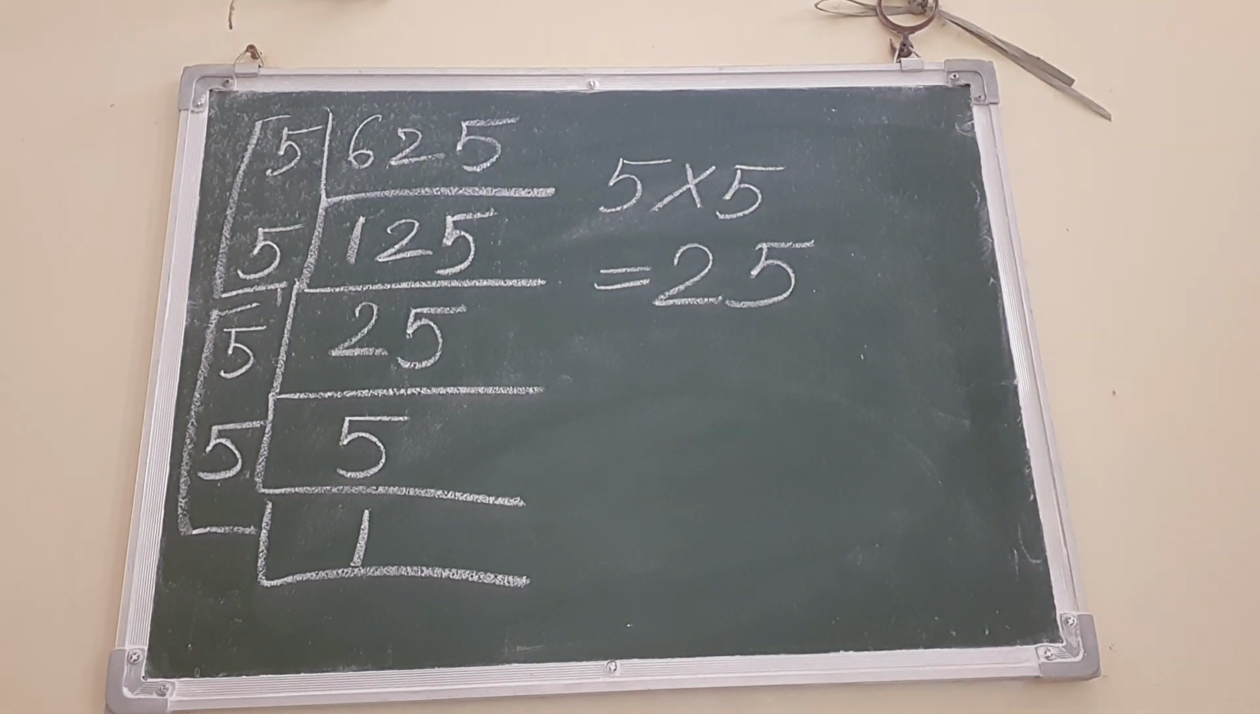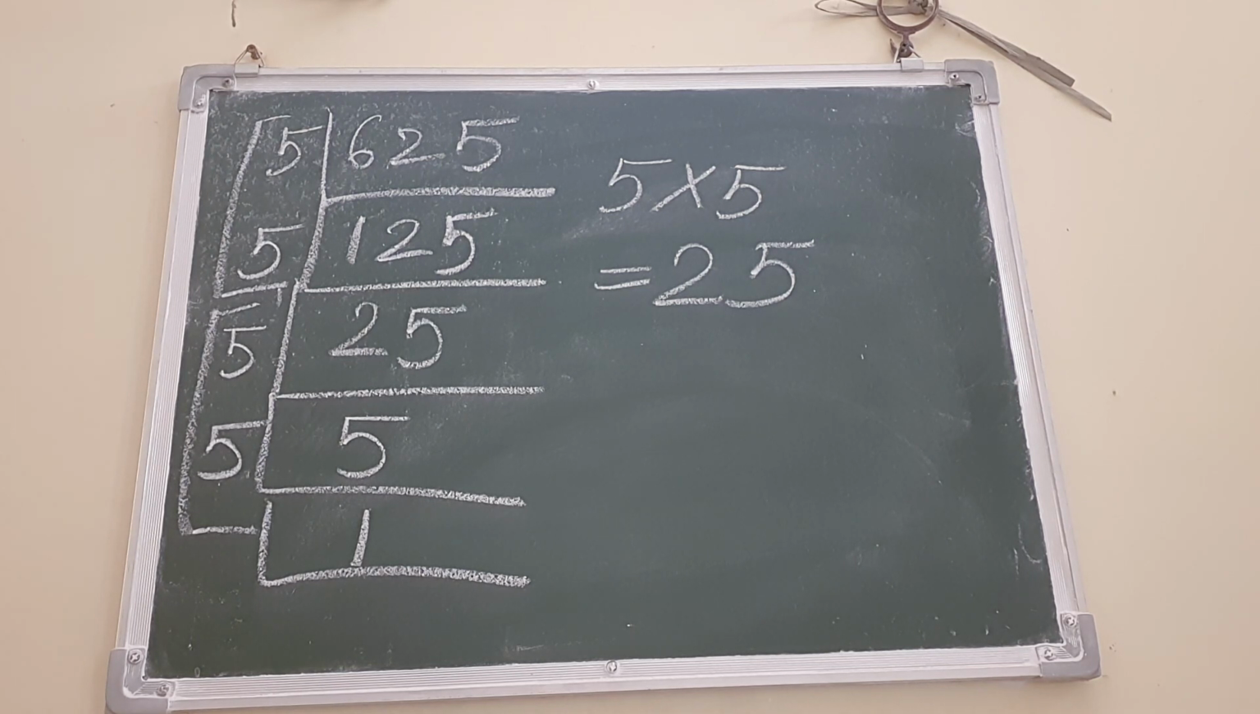Again 125 is divisible by 5, so dividing by 5, it is coming out to be 25. Again the unit digit is 5, so it is again divisible by 5. 5 ones are 5, 5 fives are 25. Again 5 is divisible by 5, 5 ones are 5.